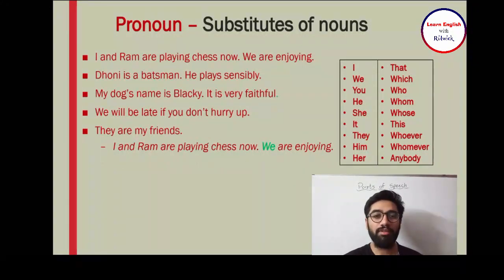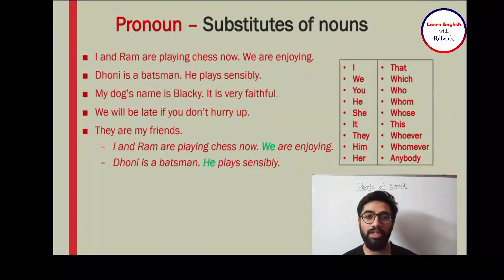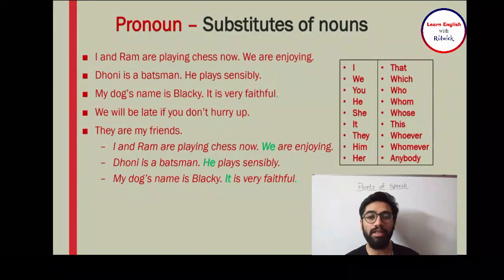In the next sentence, we have a pronoun that is he. Now he is a word which is used in replacement of the masculine words. So Dhoni is a name. Instead of repeating the name again, we used he. In the third sentence, Blackie is replaced by it because it is a dog's name.